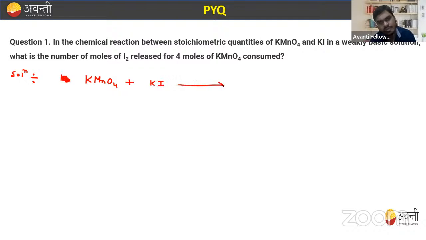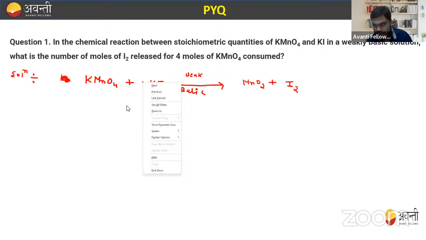We know that in weakly basic medium, it will form MnO2 and I2. Just balance the equation, beta. So this is KMnO4, and it reacts with KI to give MnO2 plus I2. Just remember this.